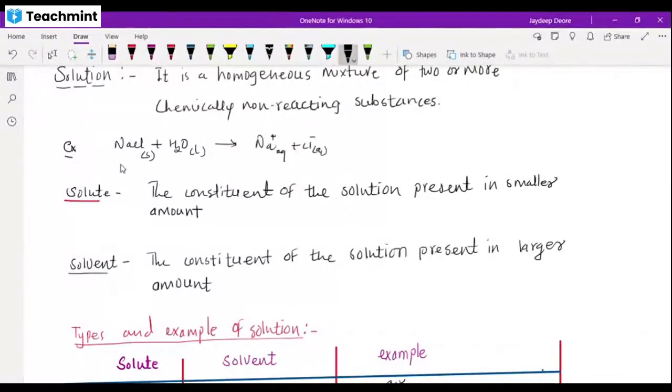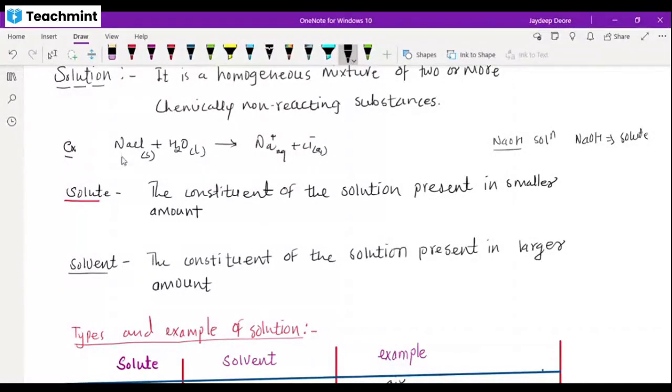If you consider an example of NaOH solution, in that case NaOH being a solute. NaOH solution, KOH solution, any kind of solution if you consider, the substance present in smaller amount is known as solute. Similarly, the second definition is that solvent, the substance which is present in larger amount.